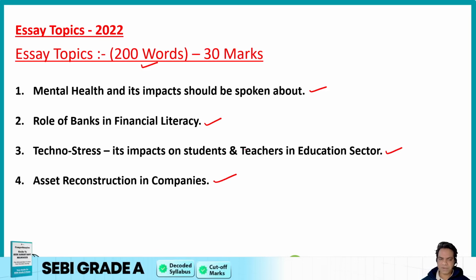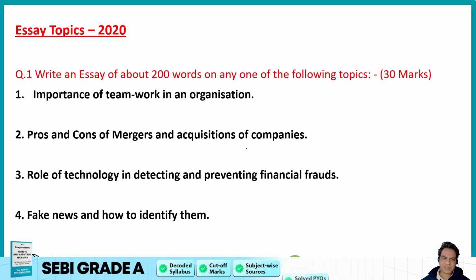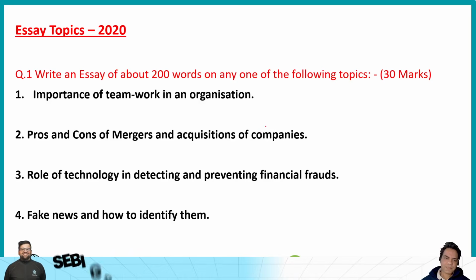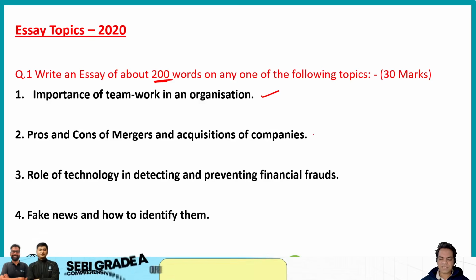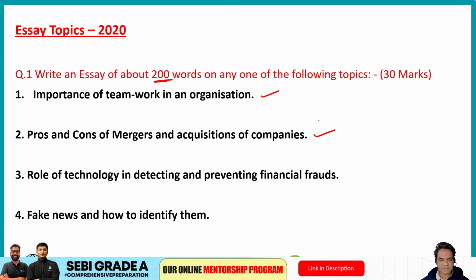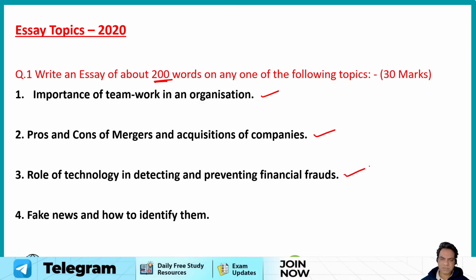In 2023 there was no paper conducted. Similarly, in 2021 there was no paper conducted. Now in 2020, again the word limit was 200 words. The topics that were asked were: importance of teamwork in an organization, a management topic; pros and cons of mergers and acquisitions of companies, finance and management; role of technology in detecting and preventing financial frauds, so role of technology in the financial sector; and fake news and how to identify them, again a static topic. So guys, if you understand the PYQs.